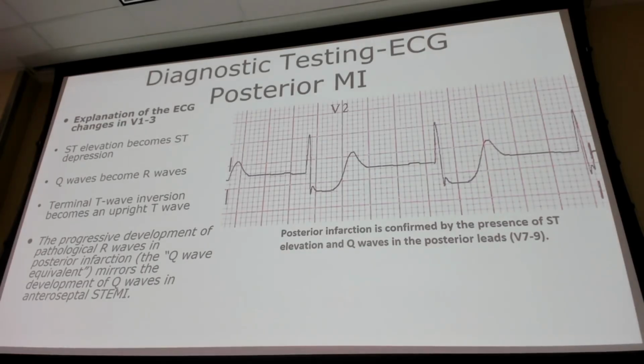And then here's our posterior MI again. So like I said, when you're looking at like V1 and 2, if you kind of flip it over, it kind of looks like there's ST elevation in there, and that can kind of help guide you to that posterior MI. And then you get those posterior leads on there. So if you see that deep ST depression in V2 is most commonly. So at this point, we want to get that like posterior V7, 8, 9 on there.